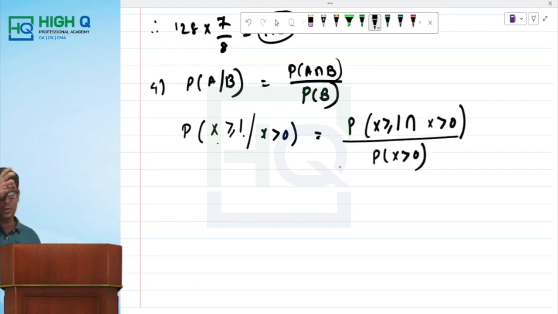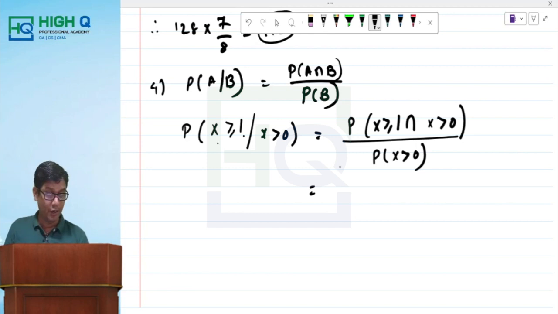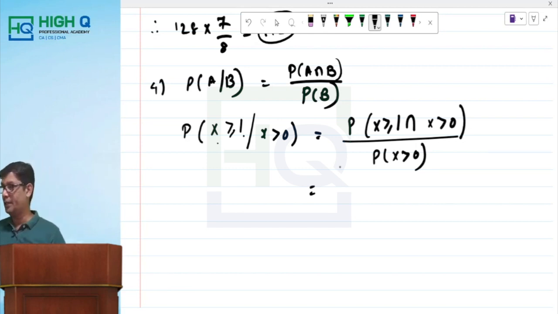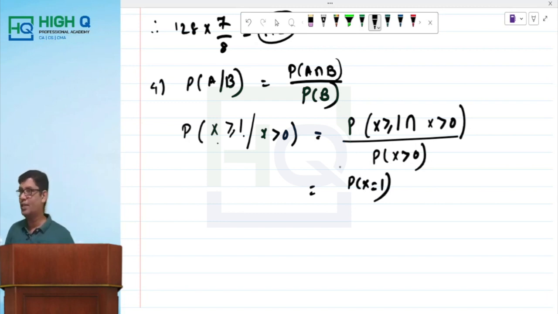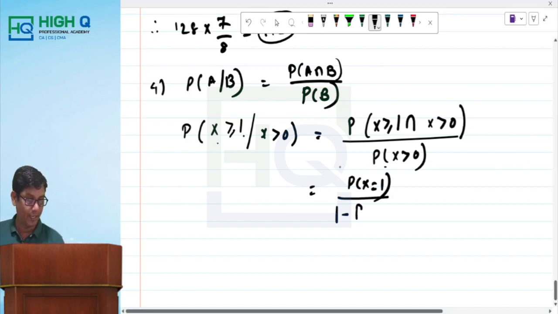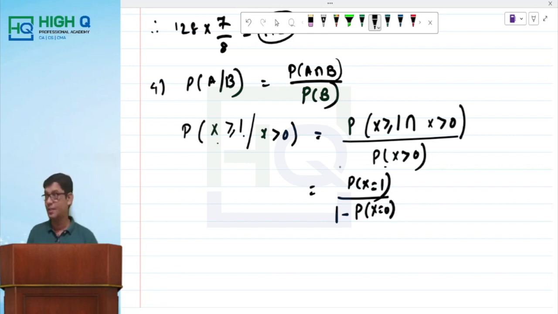Yes, now what is the common value between x more than or equal to 1 and x more than 0? 1. 1 is more than 0 as well as more than or equal to 1. So that is the common value only we should take. So x is equal to 1. Probability of x more than 0, what is meant by that? 1 minus probability of x equal to 0.